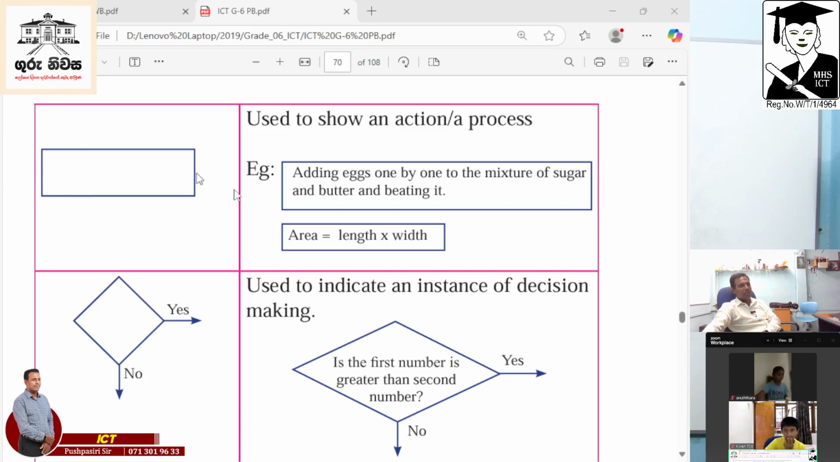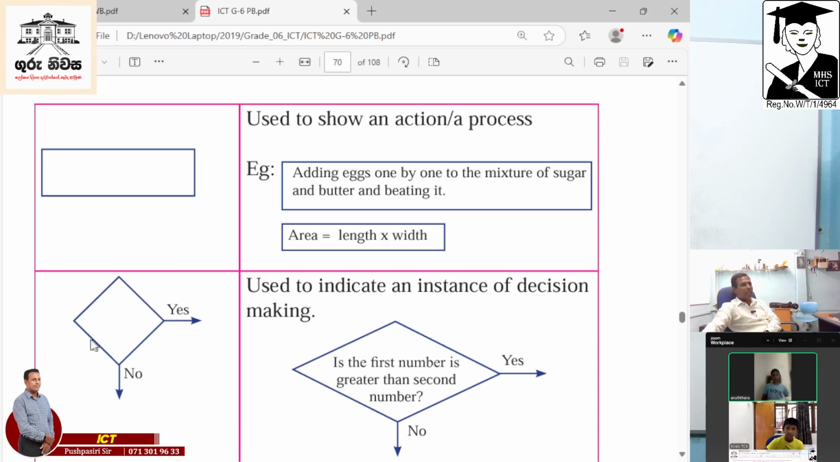Look, area equals length multiplied by width. So once you get that length multiplied by width, you get the area. Area is a variable where we store all the calculation we get from the other side. That's what we use this process box for.